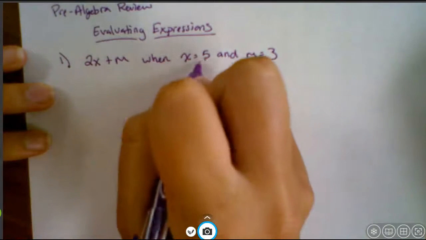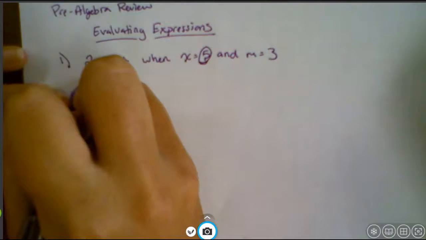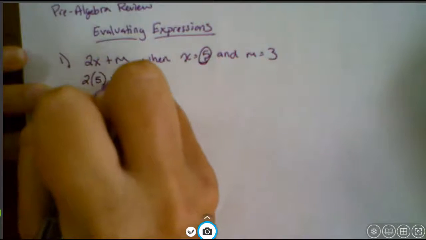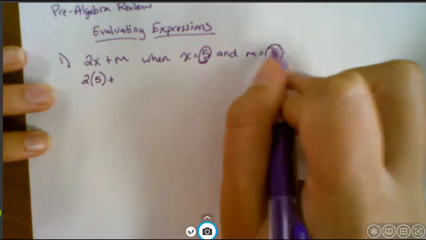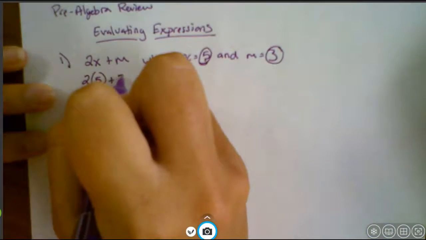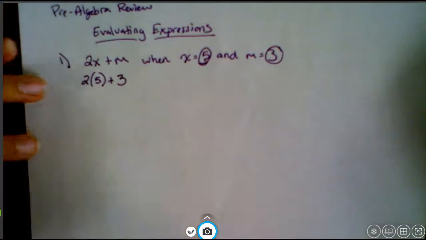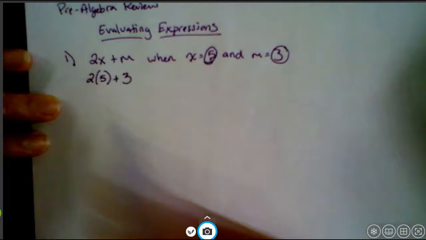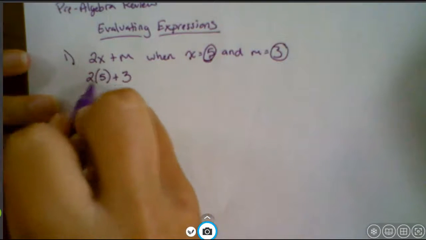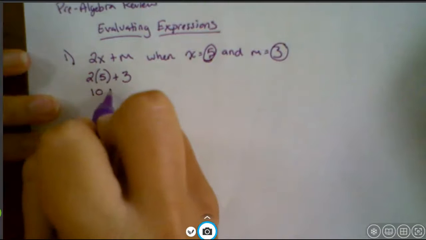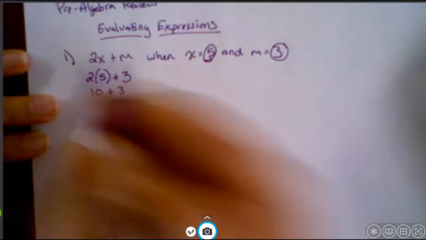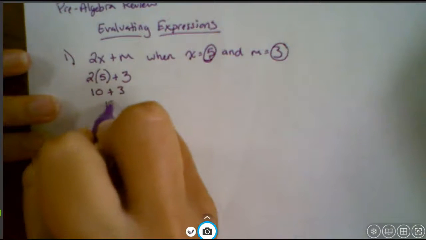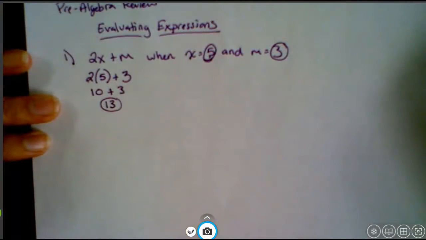X equals 5, so I'm going to take that 5 and I'm going to put it in for x. M equals 3, so I'm going to take that 3 and put it in for m. It replaces the variable. And then we're back to our order of operations in solving. So we start with multiplication for this one. So 2 times 5 is 10. Bring down that plus 3, and then we're just adding. 10 plus 3, 13. So there's your answer.